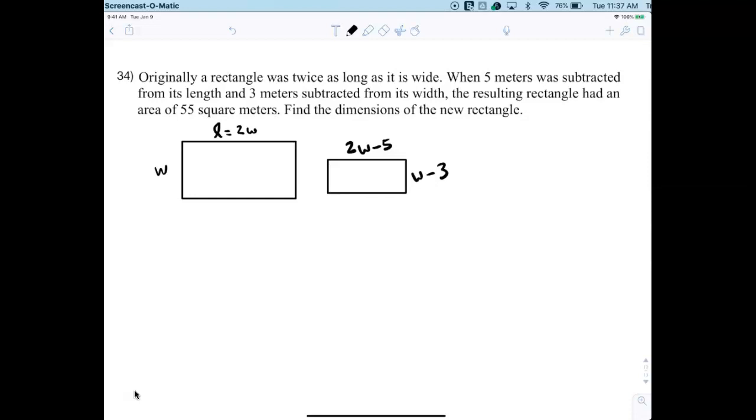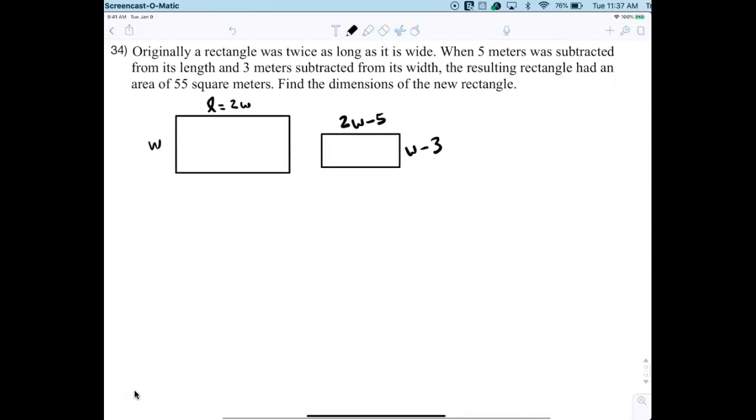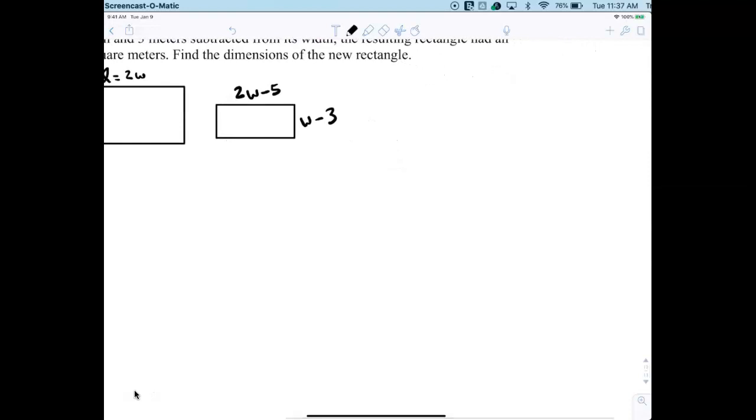All right, so how do I represent that now? Tell me. L times W equals 54. I mean 55. Somebody else, tell me a better equation. Although there's nothing wrong with that. 2W minus 5 times W minus 3 equals 55. You're awesome. Everybody agree with that? All right, now this is called a quadratic. The reason I know it's quadratic is because we're going to multiply, and when you multiply, you end up with the W squared. Does everybody agree with that?